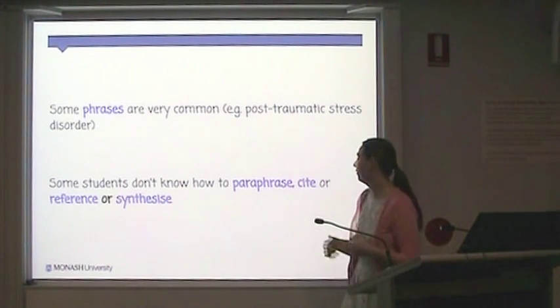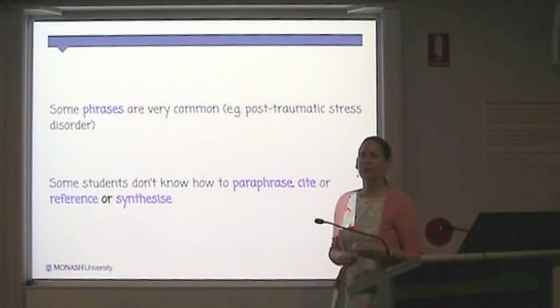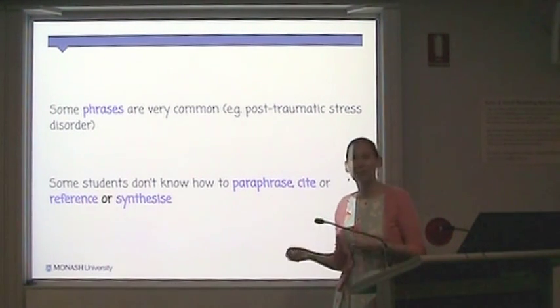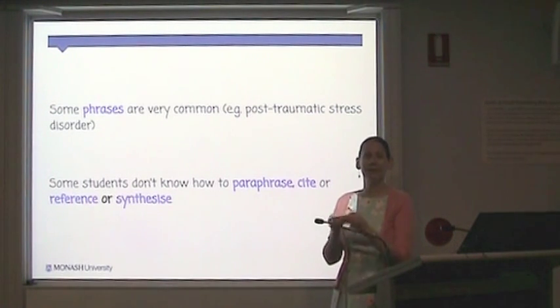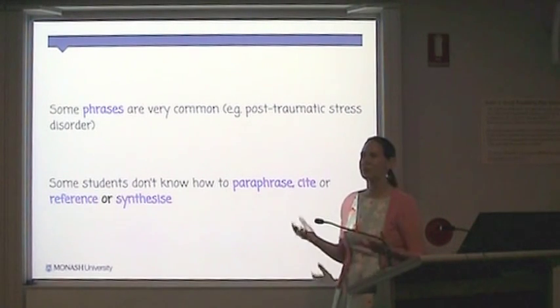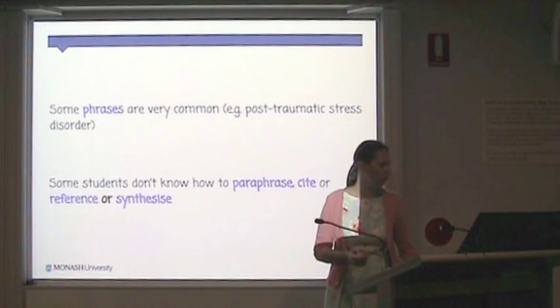Some students don't know how to paraphrase, cite, reference, or synthesize. So it brings about that question around what's intent and what's not with plagiarism. Is this something that they have specifically gone out to do, or is this just a byproduct of not having the right skills to be able to write an essay or text?